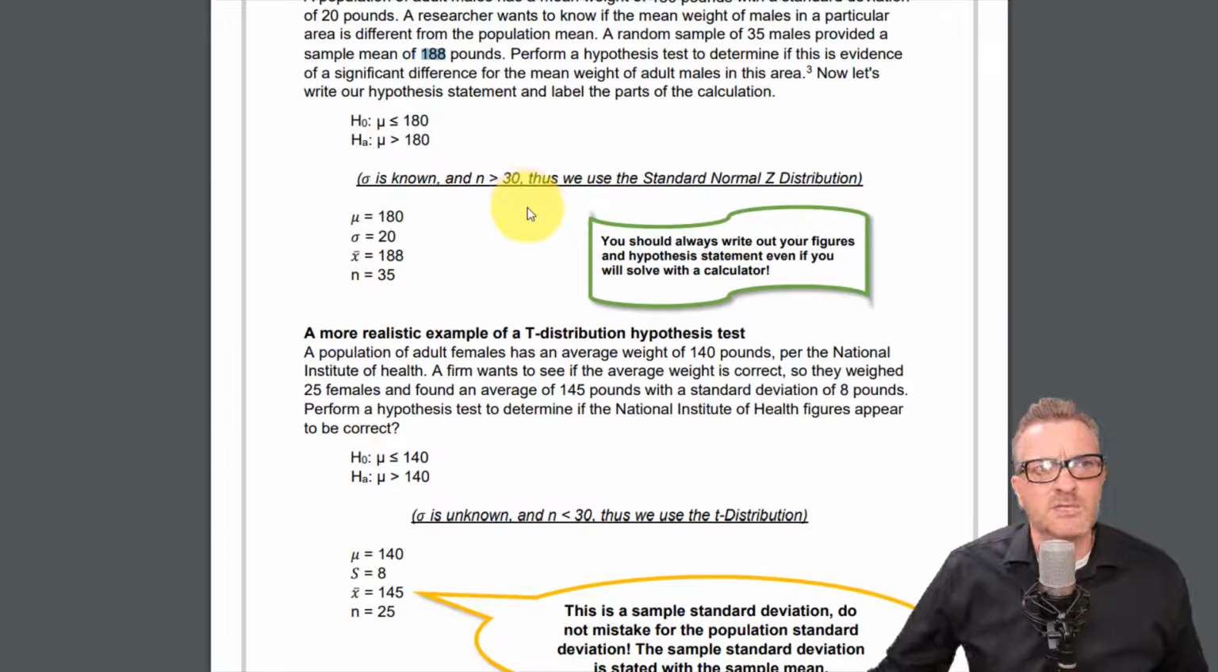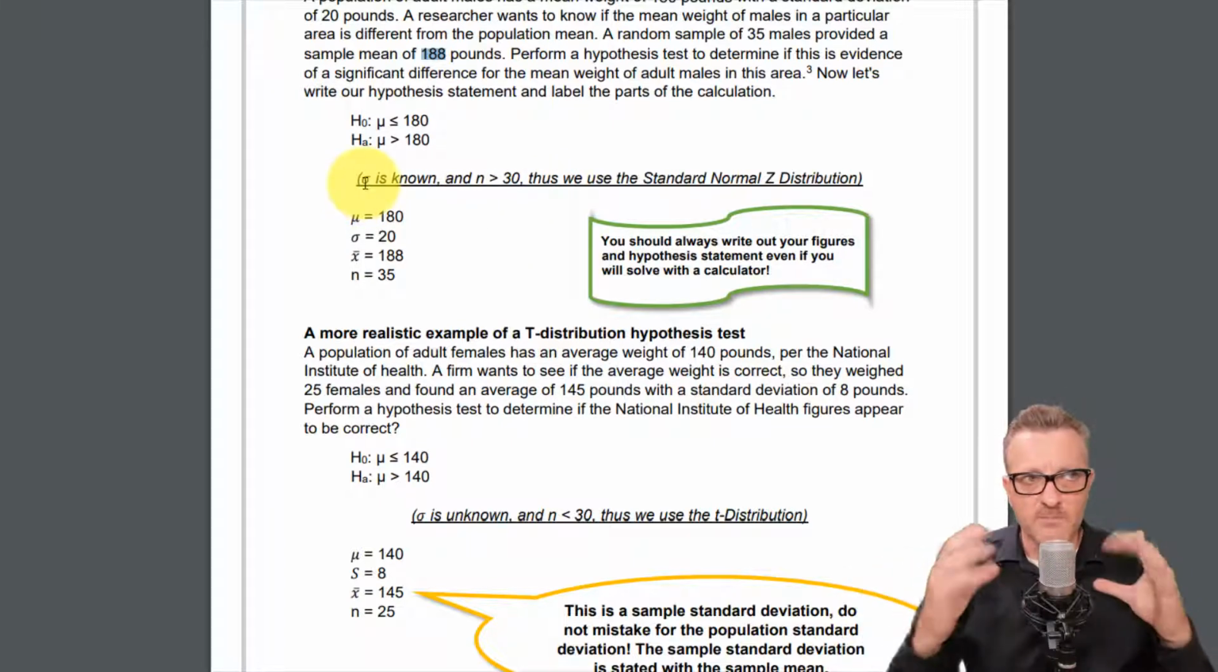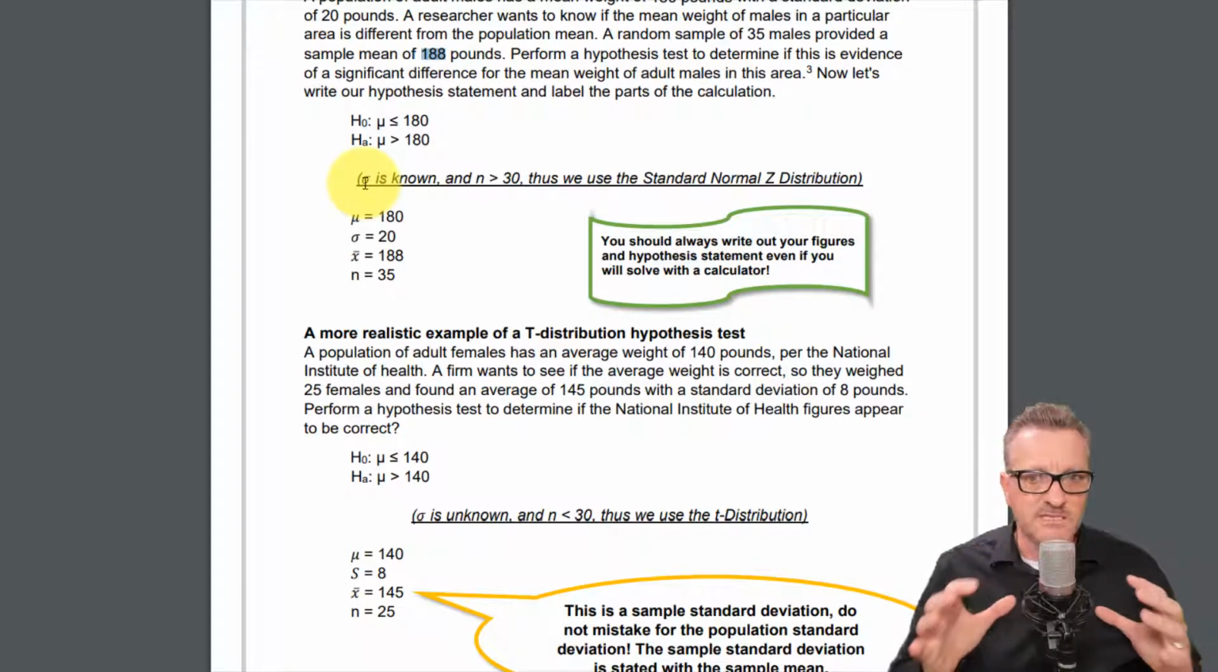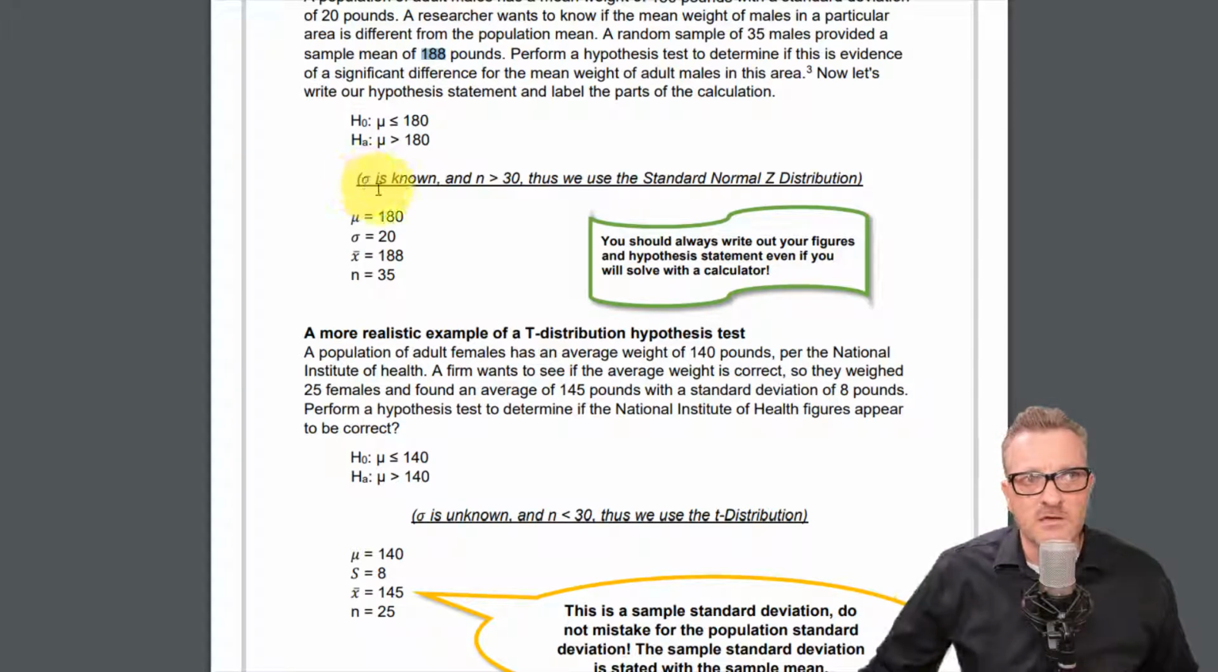Okay, so what I always write out in my questions early on, because whether we use the t-test, t-distribution, or the normal distribution, it all comes down to taking a look at the data that we have. So this says sigma is known and n is greater than 30. So this is kind of a bulletproof example that we're going to use the standard normal z distribution.